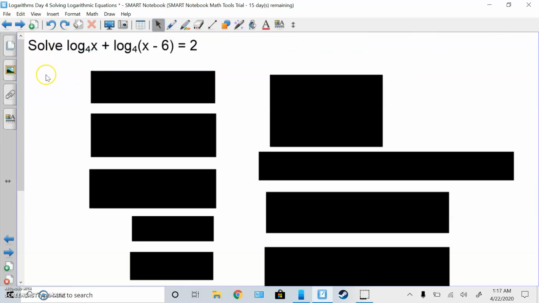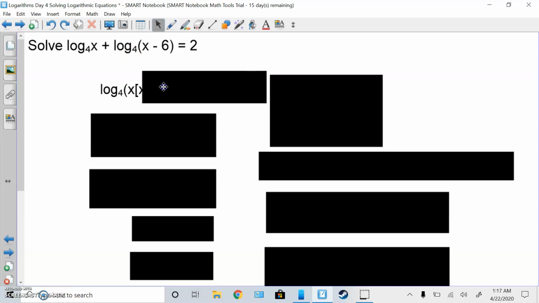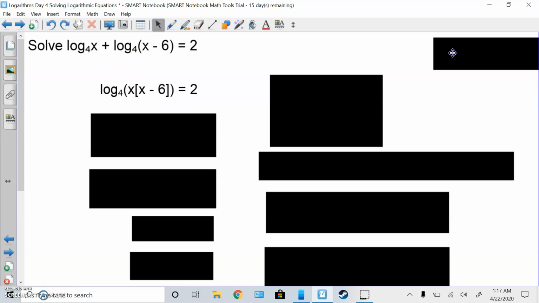So let's try the first problem. Log base 4 of x plus log base 4 of x minus 6 equals 2. We cannot use our converting technique yet because this is not one term on the left side, it's two terms. Luckily, we have the product property that states if you're adding multiple logs with the same base, in this case base 4 and base 4, you can combine to a single log base 4 and just multiply the inside. So it'll be x times x minus 6.